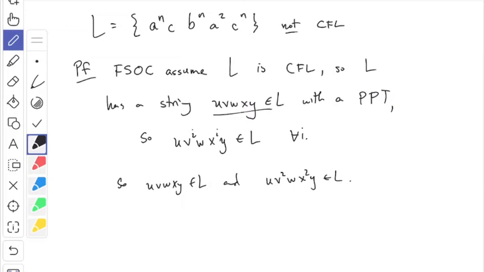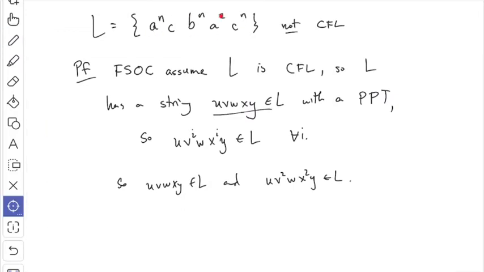When you look at the format of the string, this is what it means to be in L. It has to have this format: a bunch of A's followed by one C, followed by a bunch of B's, followed by 2 A's, followed by a bunch of C's. The only way that UVWXY could fit in that format, and also have UV squared, WX squared, Y be of that same format, is if the V and the X are parts of the portions which have the nth power on them. Otherwise, when you square them, it'll break the format. If, for instance, the V was just this C, when you square it, it'll mess up the format. Or if it had one of these A's together with this C, that messes it up.